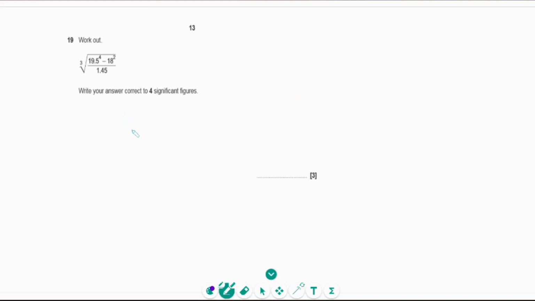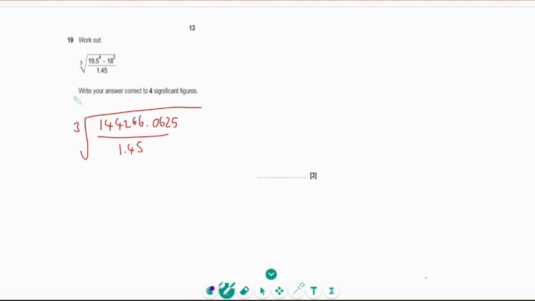Work out, write your answer correct to 4 significant figures. So on my calculator, I'm going to do 19.5 to the power 4 minus 18 squared. So I can type all of this in my calculator now. So I need the cube root. I'm going to put my answer as a fraction of the answer on the top divided by 1.45.